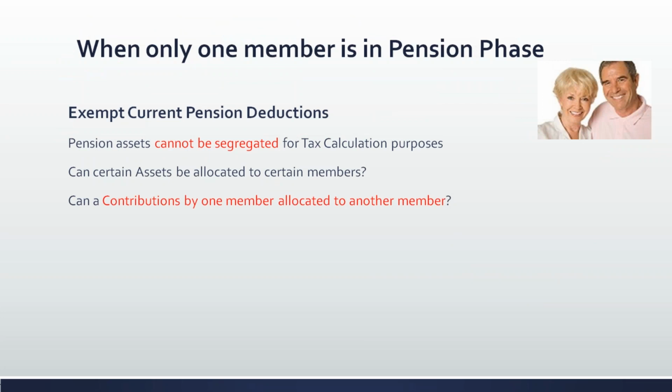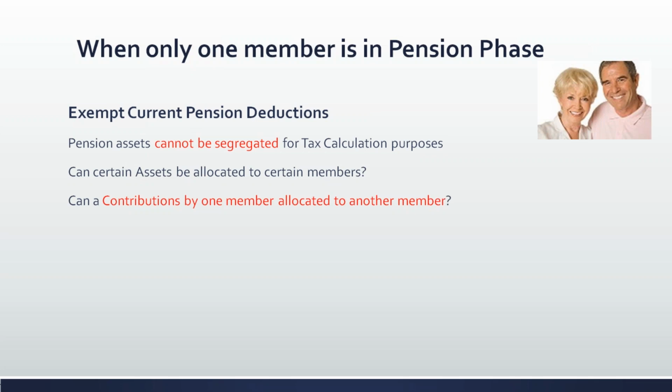Because what happens is that for the member in pension phase, the income earned by whatever money is in the super fund does not pay any tax. But for the member who's in accumulation, whatever that member has is taxed. Whatever assets that member has in the fund, whatever those assets earn as income, is taxed.